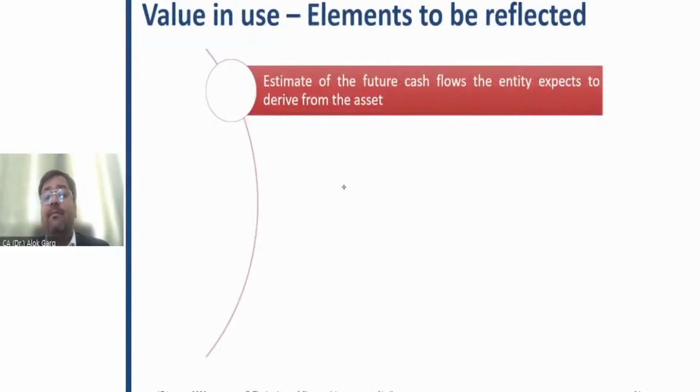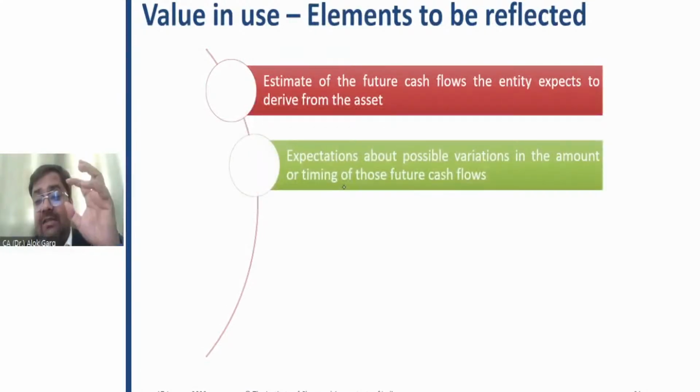Friends, there are some key concepts. What are the key concepts? First of all, the estimate of the future cash flows the entity expects to derive from the asset. So while estimating the cash flow, you have to estimate the cash flow only from the asset or group of assets which is subject to impairment, right? For example, you have 3 plants. One is located in Gujarat, one in Manesar, and one in Delhi. So you are checking the impairment testing of Delhi plant. In that case, while calculating the value in use of Delhi plant, you have to see the estimated future cash flow of Delhi plant only, right?